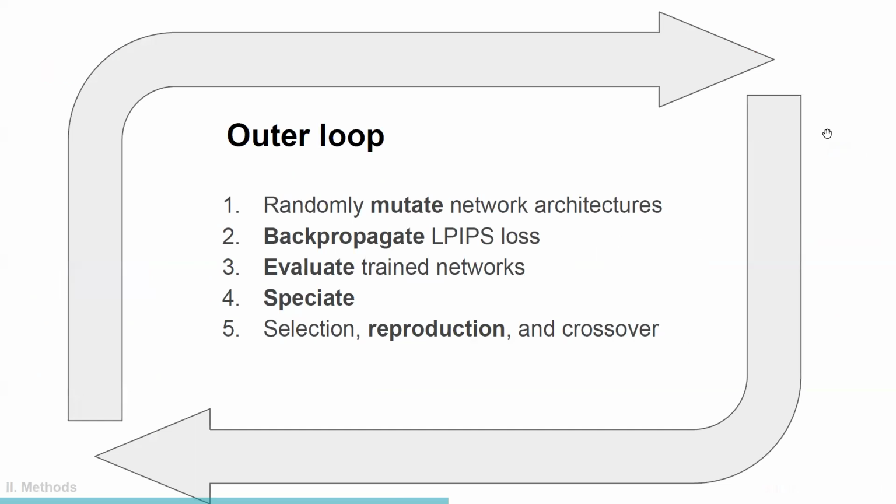And then the outer loop looks a lot like NEAT. So we start with our network architectures. We mutate the topology of those networks. And when you do that backpropagation step, then we evaluate and speciate and do the reproduction and crossover the same way that you would do in NEAT.